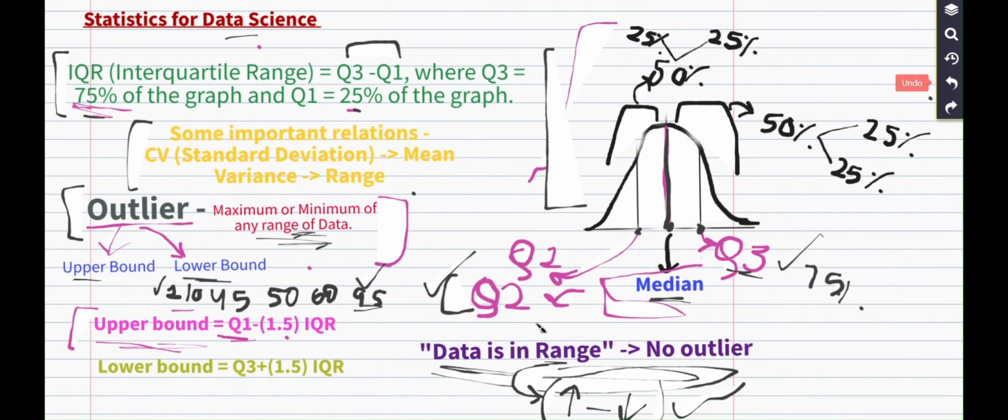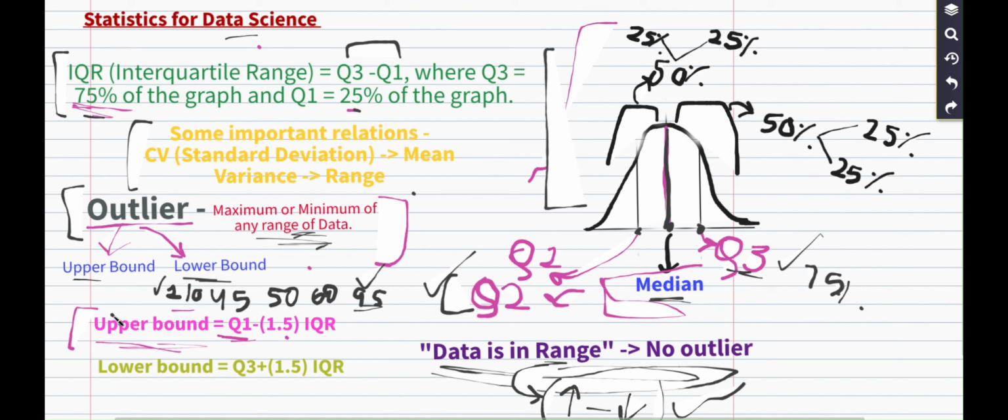Outliers are basically of two types. The first one is the lower bound and the other one is the upper bound. The formula for the upper bound is made by the IQR only.